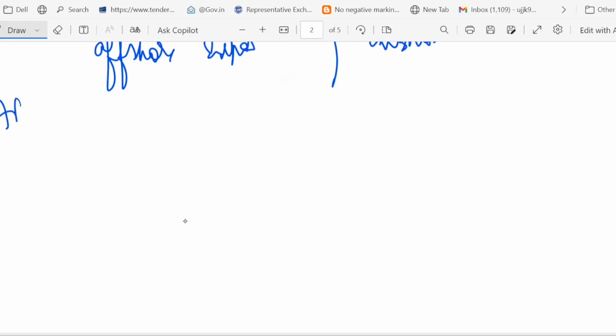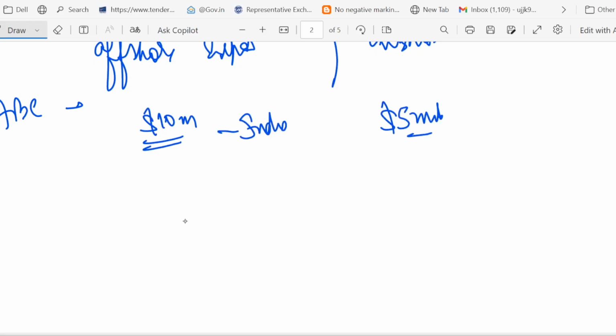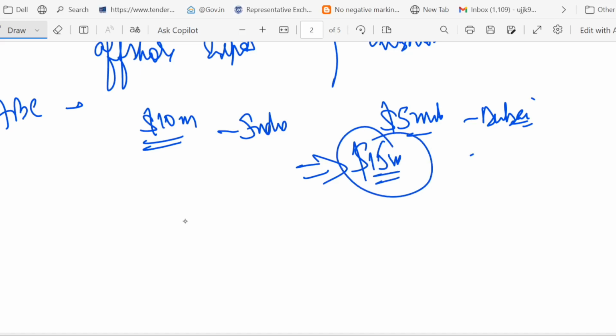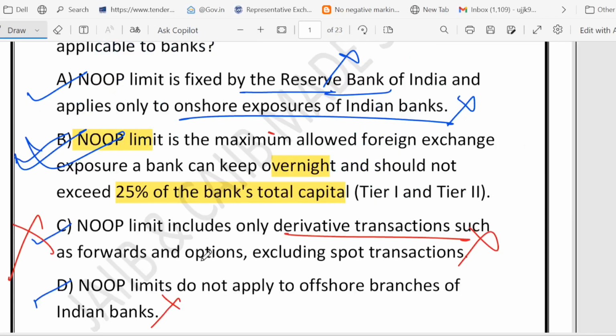Suppose there is a bank named ABC Bank. Okay, it has $10 million in India, and suppose it has $5 million in its Dubai branch. So the total exposure is how much? Total exposure is $15 million. Right, both count toward NWP. So both of them will count toward the net overnight limit. So I told you the full form of NWP. You remember it? Net overnight open position. Both of them will count toward the NWP. So that's why the correct answer to this question is option B.